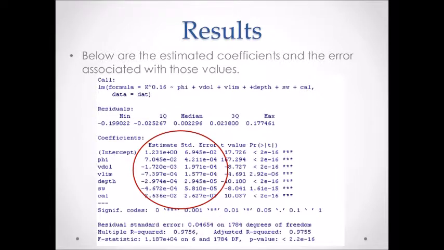The results of our multivariate linear regression model are shown below. The estimated coefficients and the error associated with those estimates are shown in the two columns to the left.